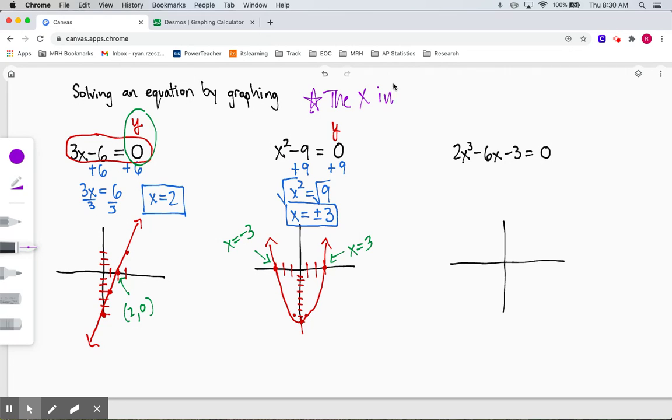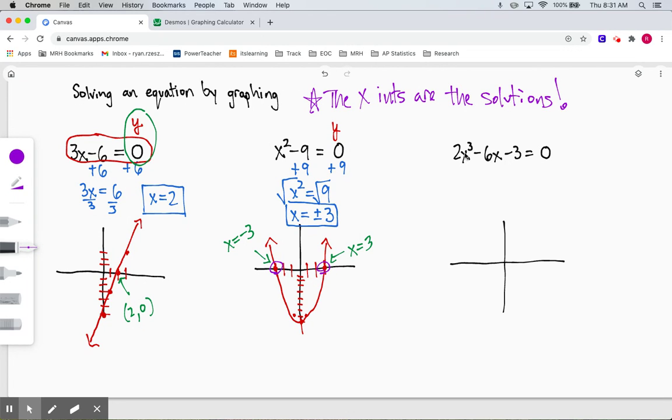The x-intercepts are the answers, or the solutions, to the equation, as long as your equation is equal to 0. So that's a really big deal. If I have a graph, I can just look at where the graph hits the x-axis, and boom, I have the answers to the original problem. Why is this such a big deal? Well, look at a problem like number 3 here.